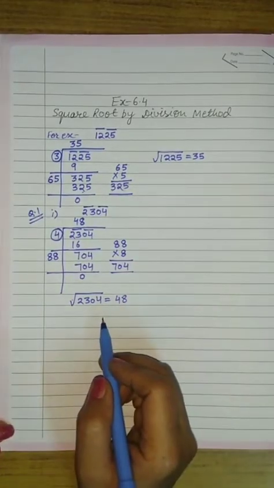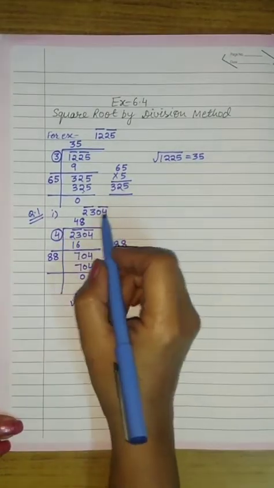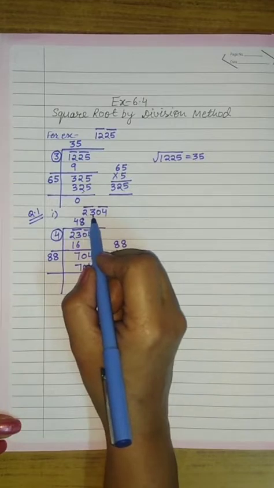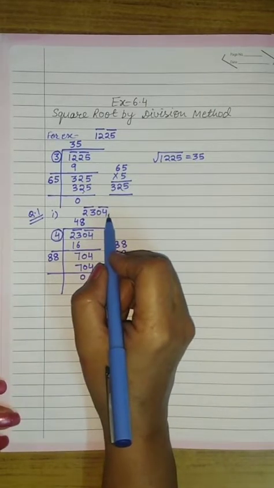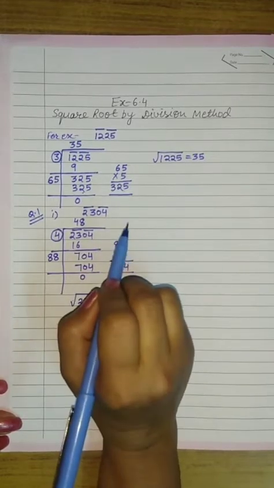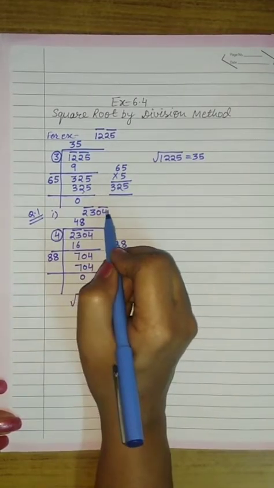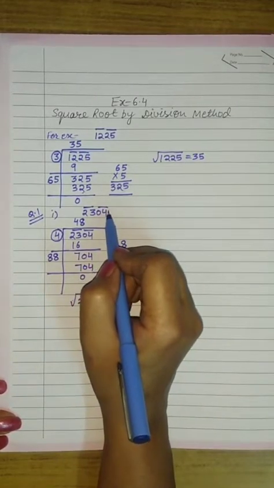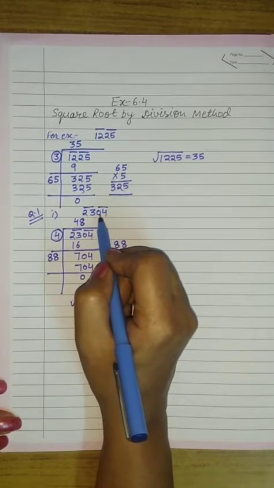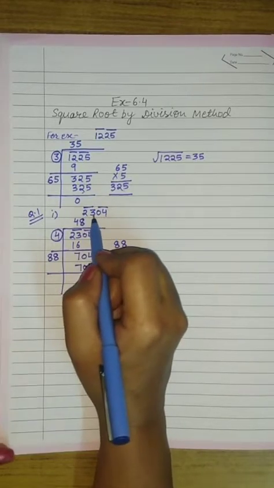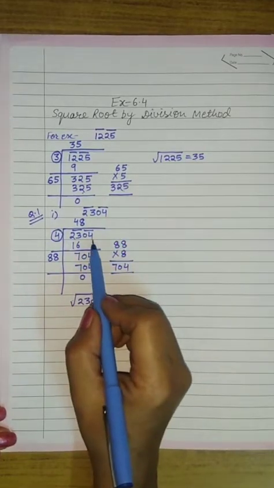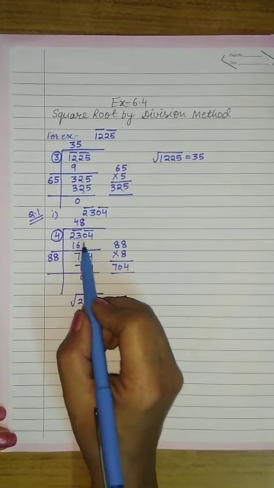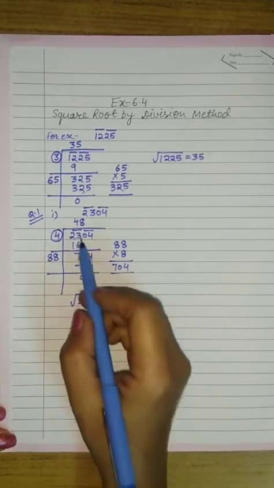Now I'm going to do question number 1, part 1, that is 2304. The first part, we have 2304 number, which is again having 4 digits. So we will first divide the number into bars. First bar will be on 04 and second bar will be on 23. Now we will find the square root of this number by division method.